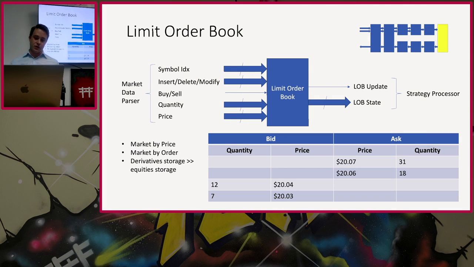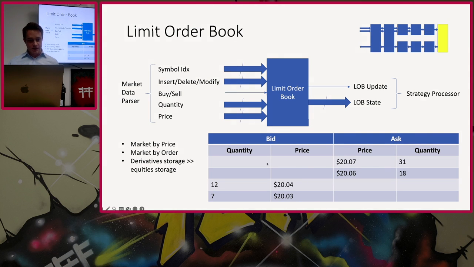So let's say this book was for Apple stock, you know, somebody has a resting order at $20.03, $20.04, and then you have a 2 cent spread to the ask side. So somebody's offering the same instrument for 2 cents more, $20.06, $20.07. And that's the gist of what we're keeping track of in the order book.